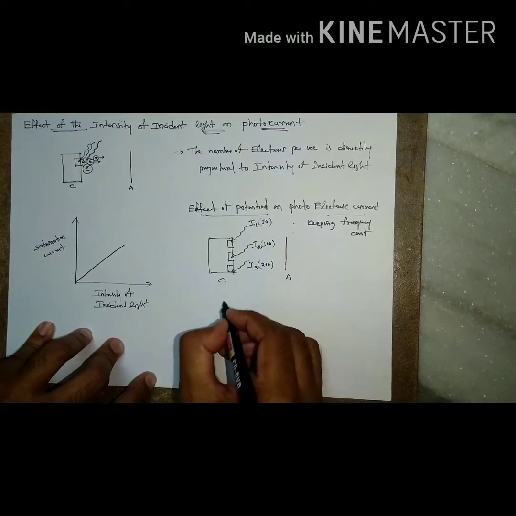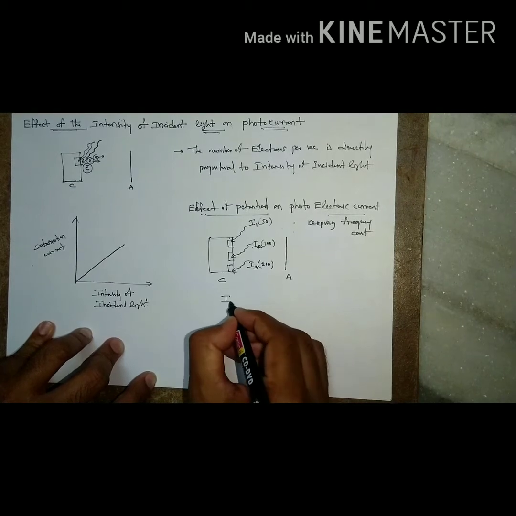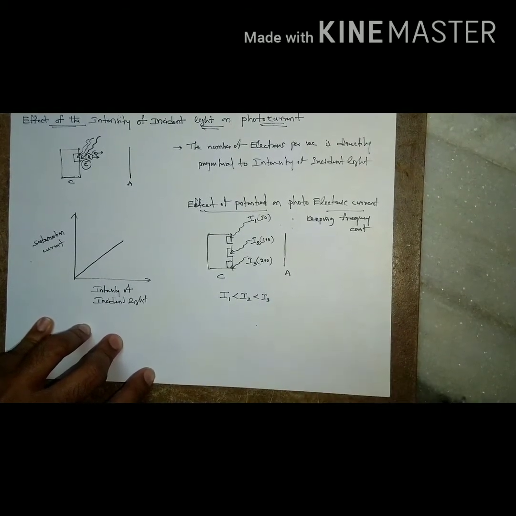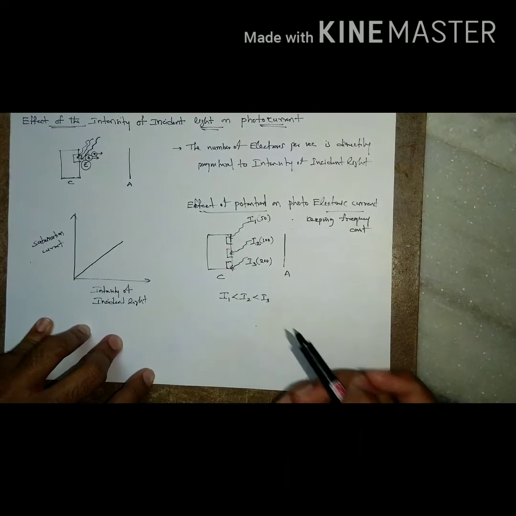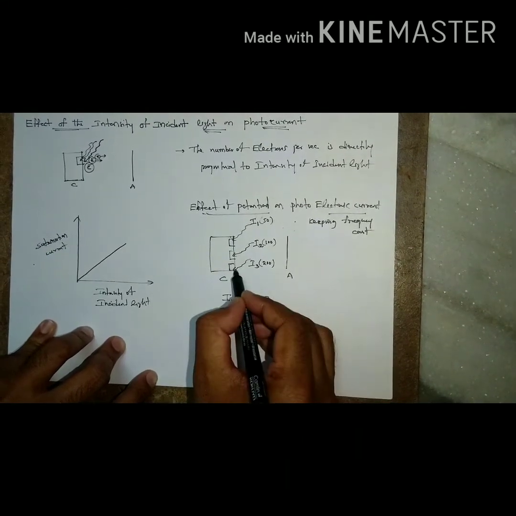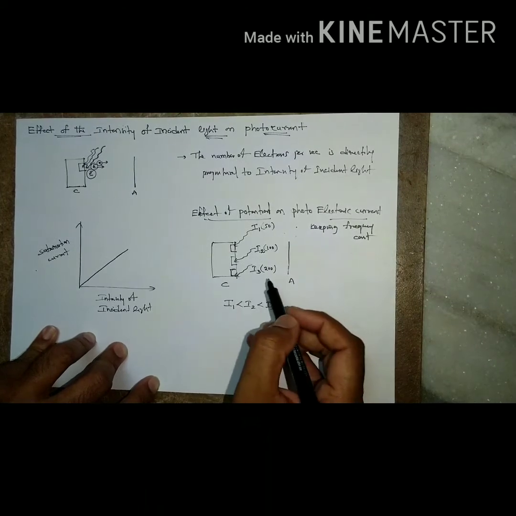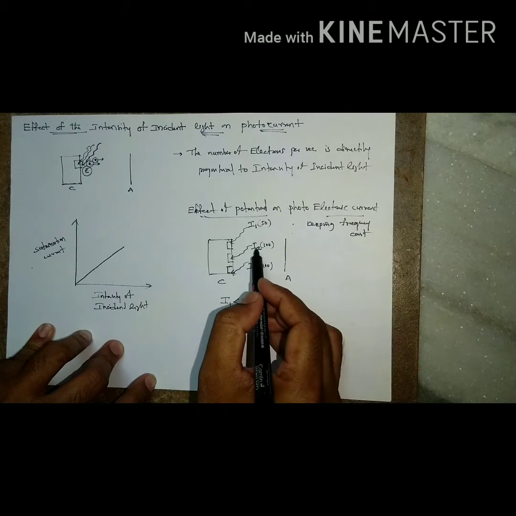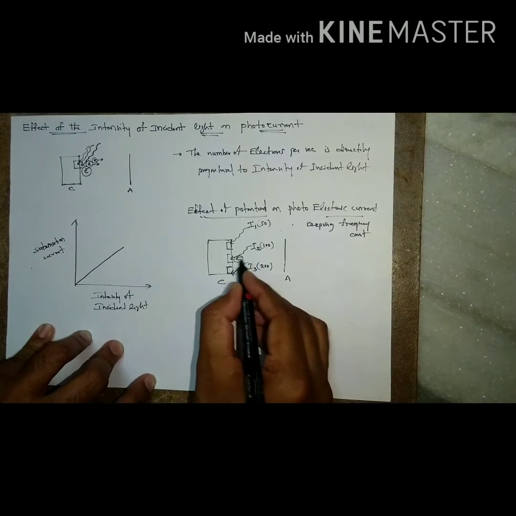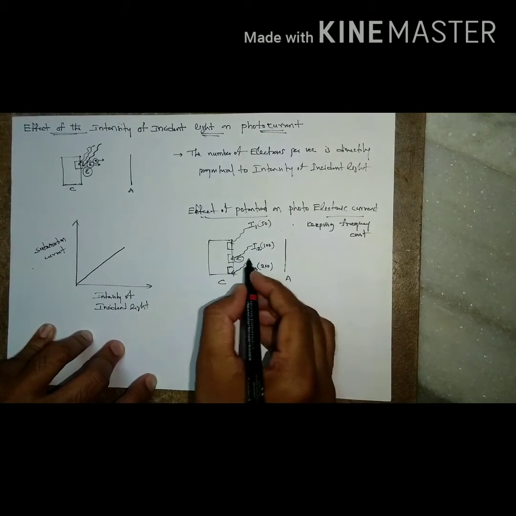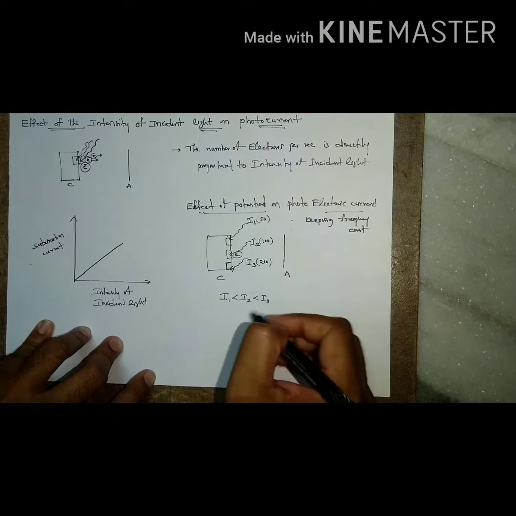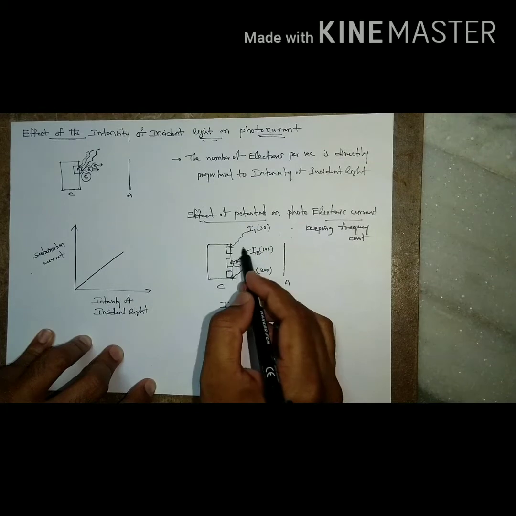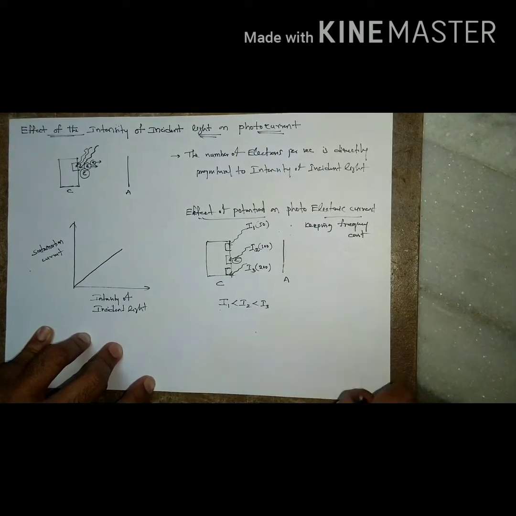So it is very clear that I1 is less than I2, which is less than I3. I3 has the most intensity, so more electrons are ejected from this one unit area. Compared to I3, I2 has less intensity, so fewer electrons are ejected through the same unit area. And compared to I2, I1 has less intensity, so even fewer electrons are ejected from the metal surface.